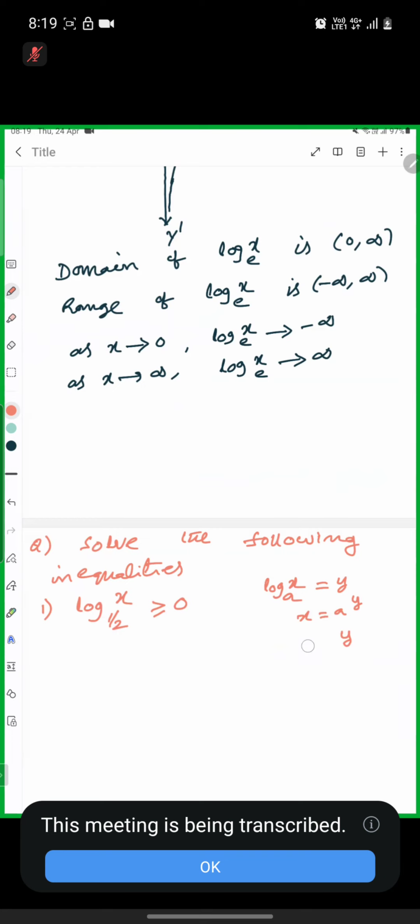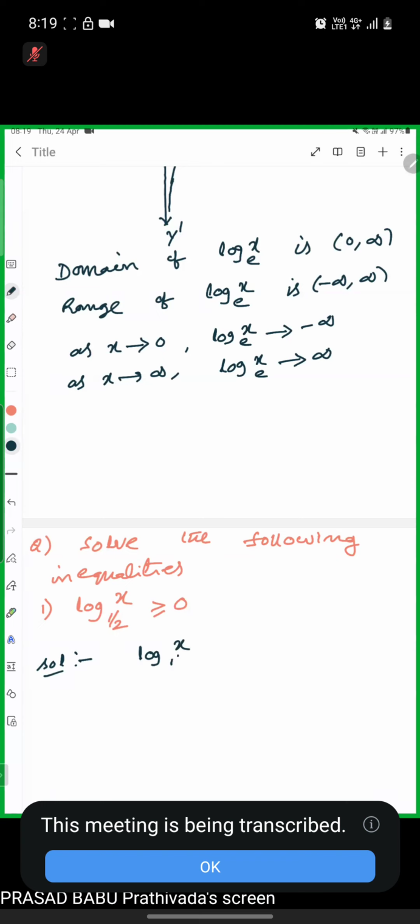So using this fact, solve this inequality. It's a very simple question. So tell me what we have. Given log x to base 1 by 2 greater than or equal to 0. Since the base is less than 1, the sign will change, because the function is decreasing. That's why what we have is x less than or equal to (1 by 2) to the power 0.